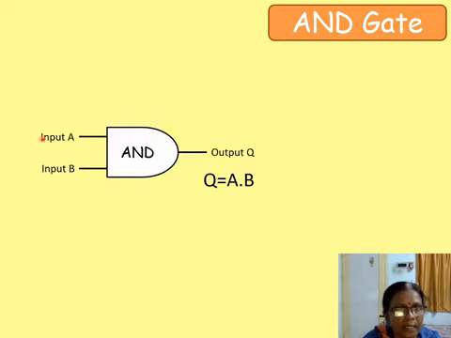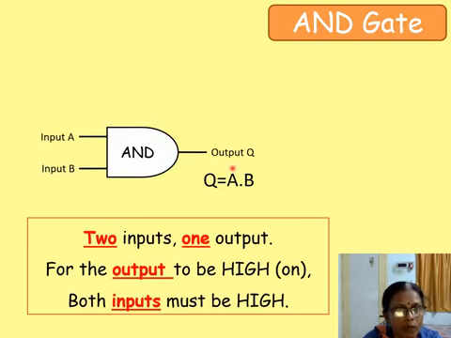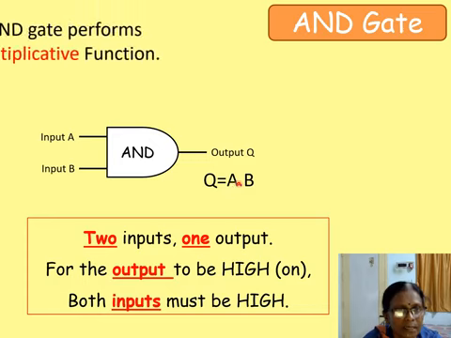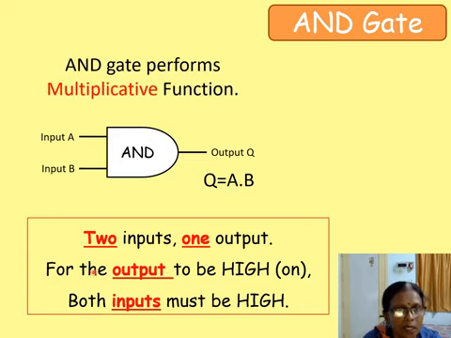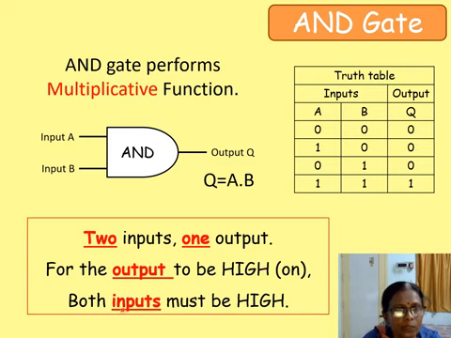AND gate. An AND gate has two inputs and one output. It performs a multiplicative function, that is A into B. For the output to be high, both inputs must be high. 1 into 1 gives high output.